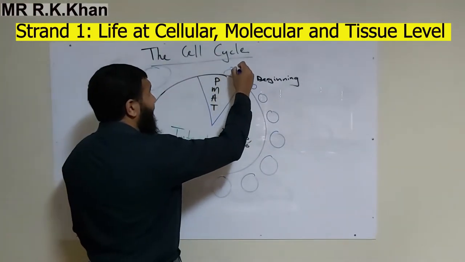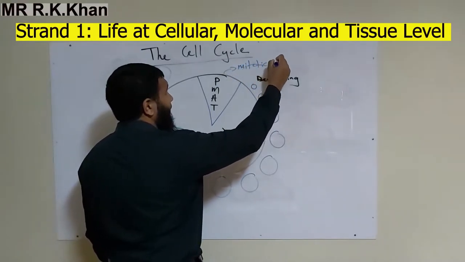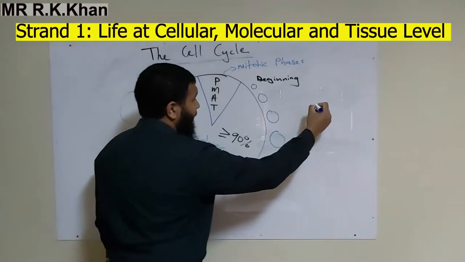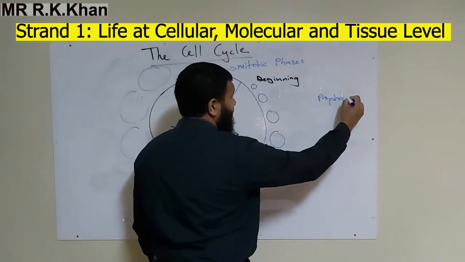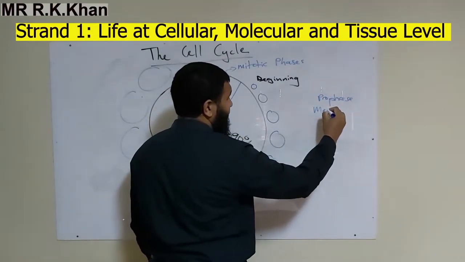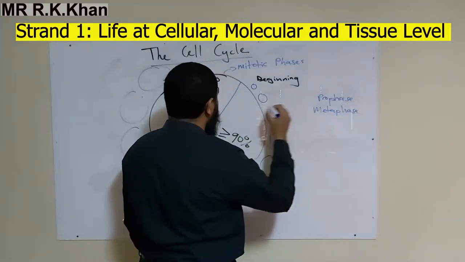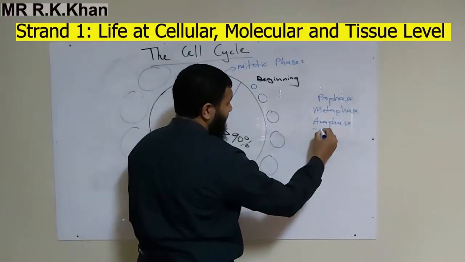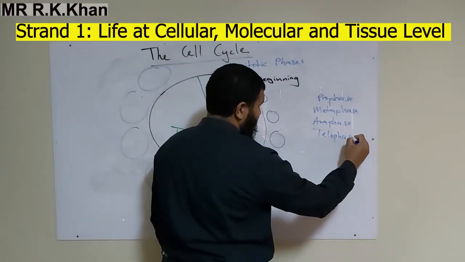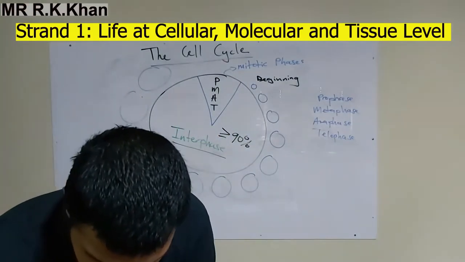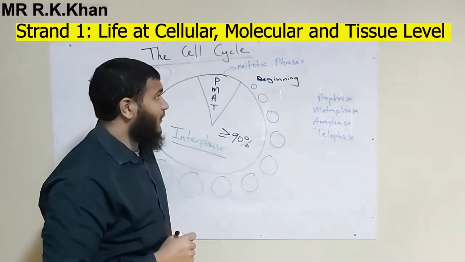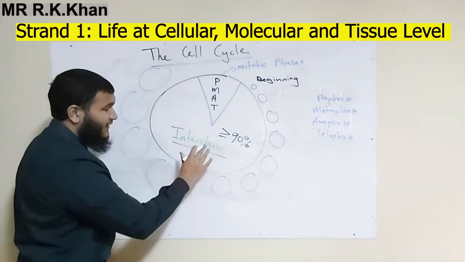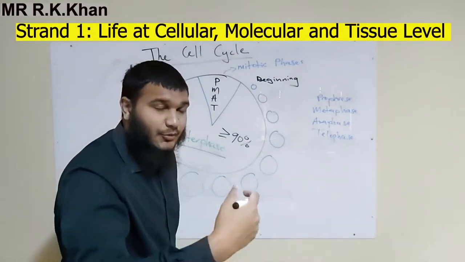Alright, so this is your mitotic phases. All right, so we know that P is prophase, M is metaphase, A is anaphase, and T is telophase. All right, so we should all know these phases of the mitotic phases and the interphase. So most of the time of a cell is spent in interphase. This is where the cell lives and undergoes its processes and so forth.